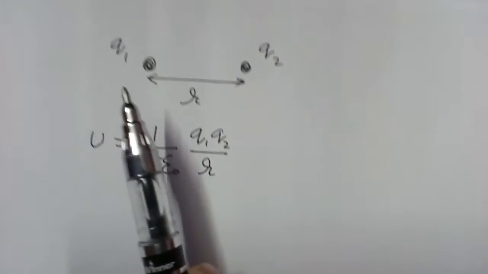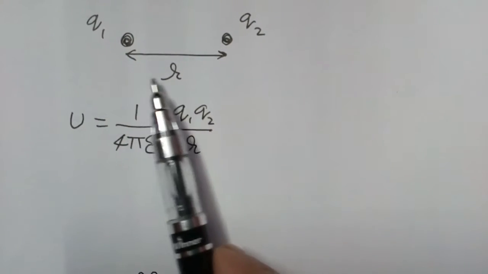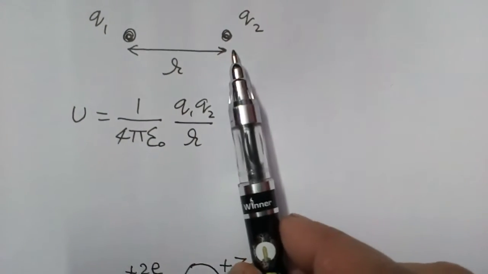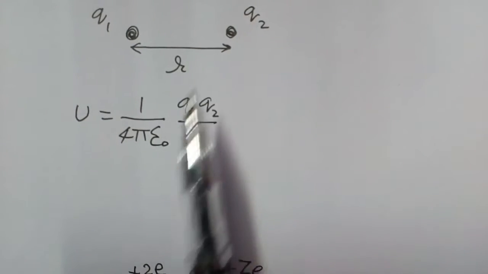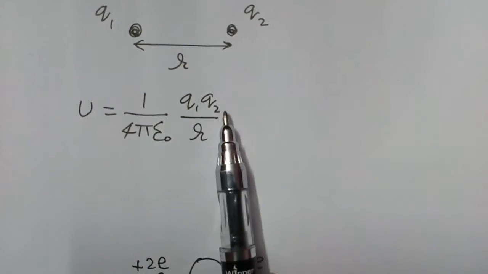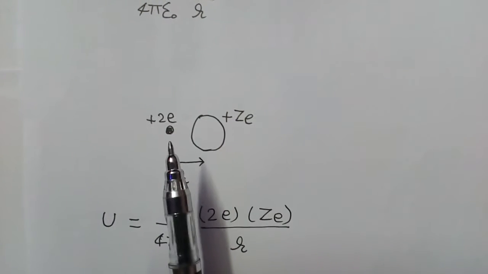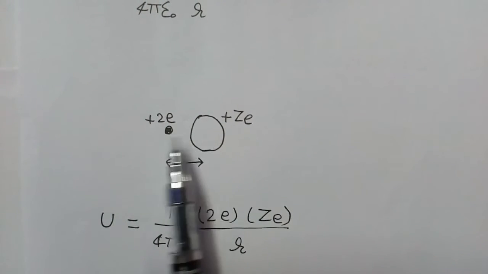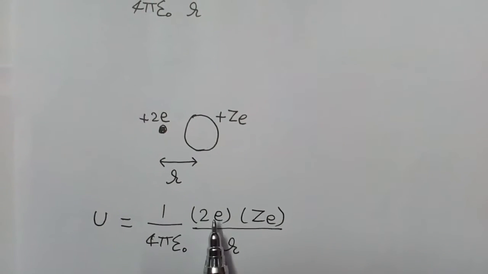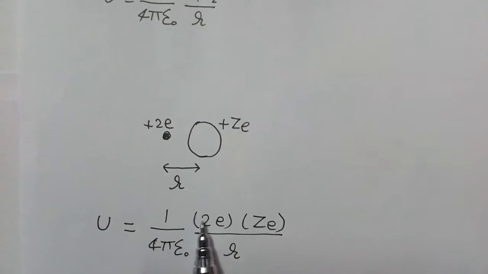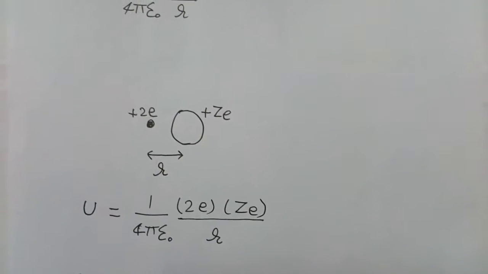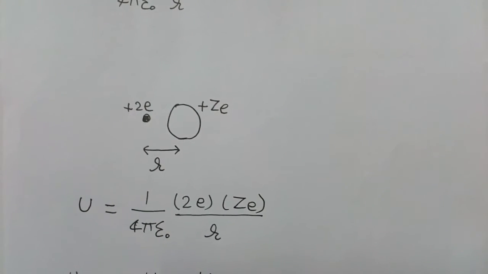We know that for two charged particles at a distance r, whose charges are q1 and q2, the electrostatic potential energy is equal to 1 upon 4 pi epsilon naught q1 q2 upon r. So here the electrostatic potential energy of this nucleus and alpha particle system is equal to 1 upon 4 pi epsilon naught Ze into 2e upon r. This is equal to 1 upon 4 pi epsilon naught 2Ze square upon r.